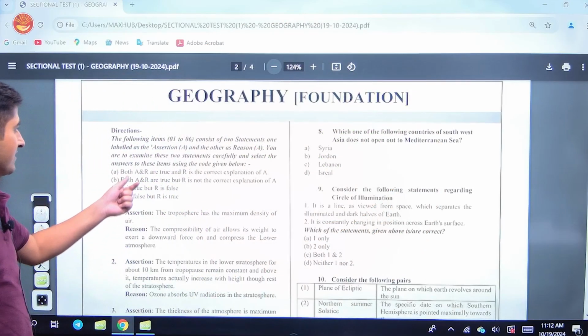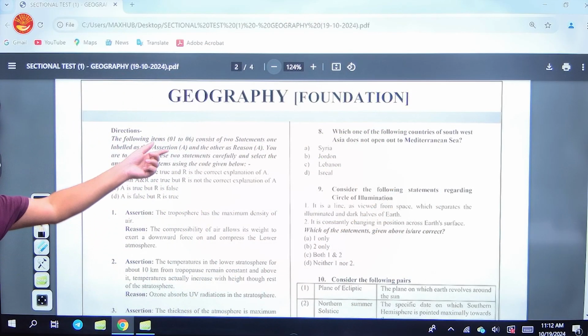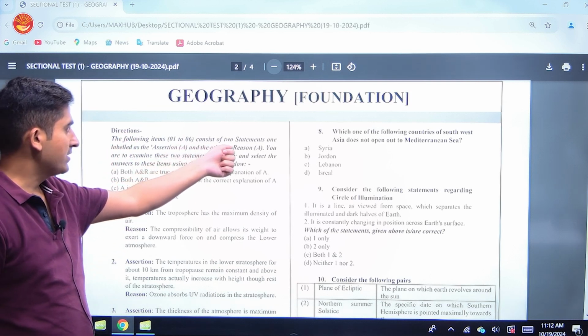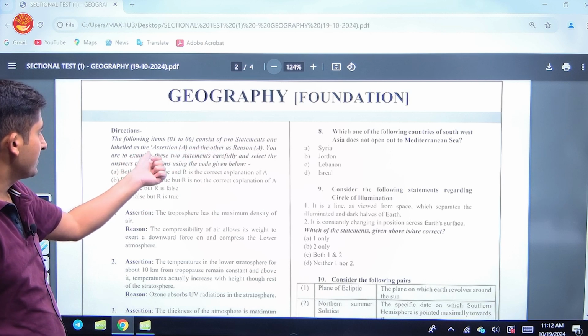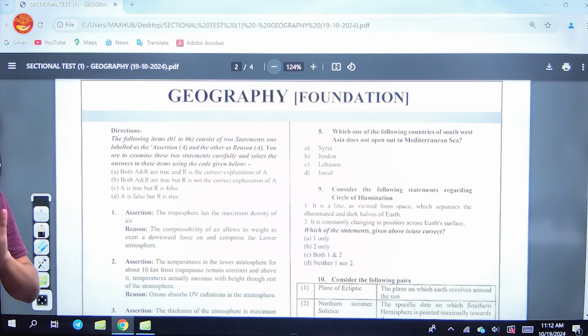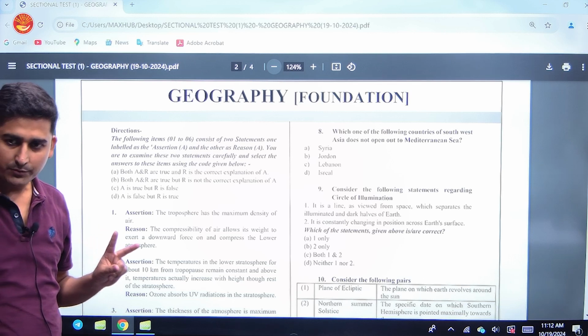So these are the directions that have been given for questions 1 to 6. The directions say the following items, that is 1 to 6, consist of two statements, one labeled as the assertion and the other as the reason. There are two statements for each question.